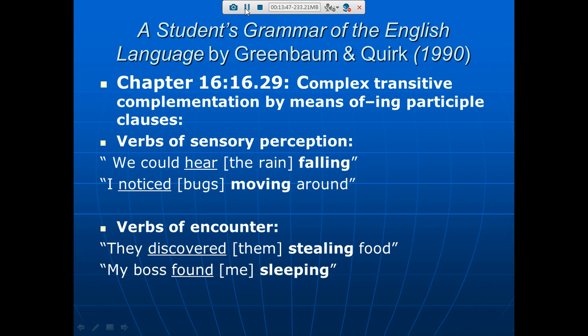What do you exactly mean by that? They also speak about verbs of encounter, like find or discover. They discovered them stealing food. Them is a direct object, and stealing food is a participial clause complement of this complex transitive verb, and the same goes for my boss found me. Found me doing what? Found me sleeping. Sleeping is a participial clause in this case. Bear these examples in mind because there's something very similar in Spanish with verbos de percepción sensible.